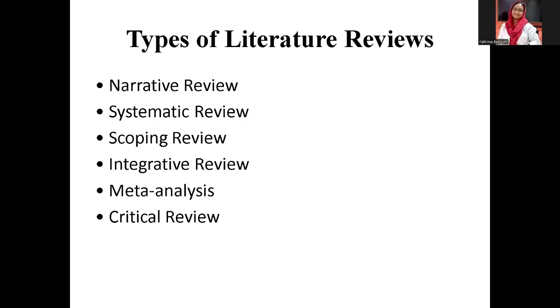Then what are the different types of literature reviews? You may have heard of narrative review, systematic review, meta-analysis, scoping review, integrative review, critical review. Like this, different types are there. As a beginner, you can start with the narrative review. The systematic review and meta-analysis have their own PRISMA and their own procedures to follow, so it is a bit difficult. As a beginner, I recommend you start with narrative reviews. Then scoping reviews and critical reviews are there.